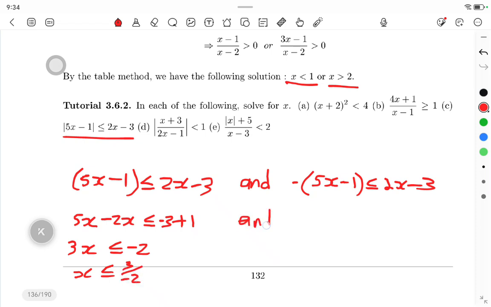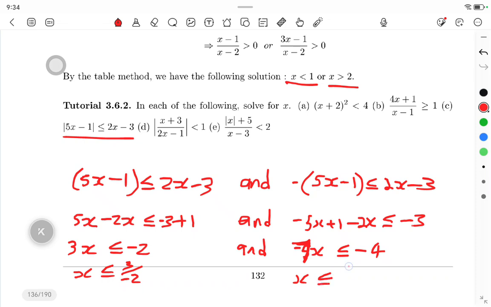And let's see this side. We take this to the other side, right? Or let's leave the minus 3 this side. And this one will be minus 7x less than or equals to, if we take 1 to the other side, this will be minus 4. Then x will be less or equals to, oh, this one will be greater because of the negative, if I divide both sides by negative, 4 over 7.